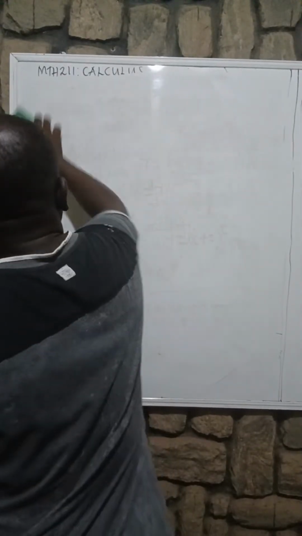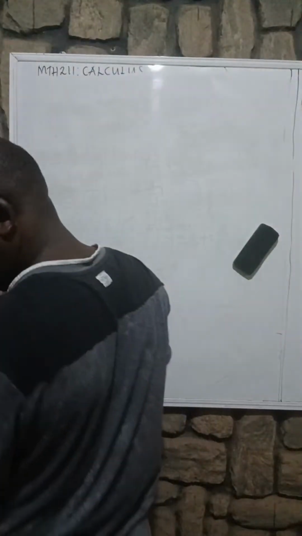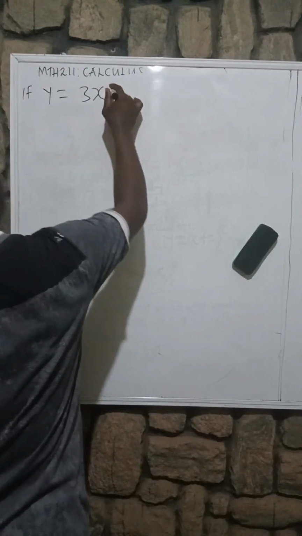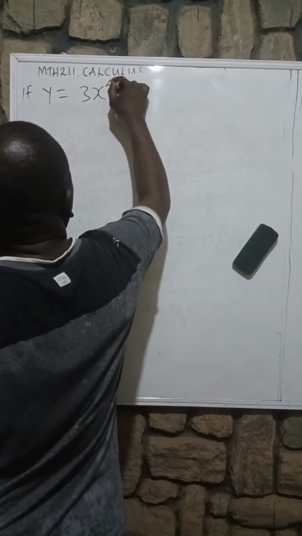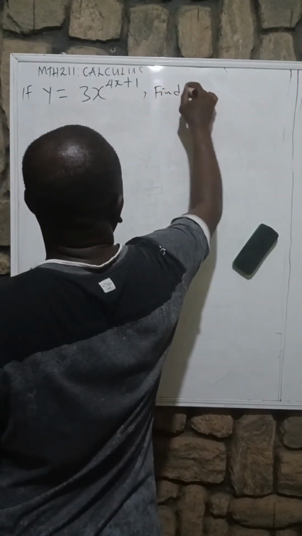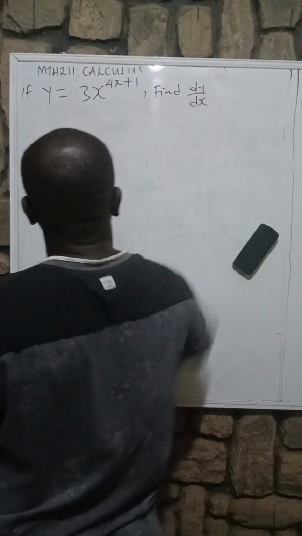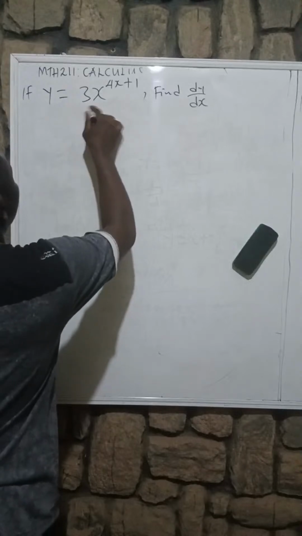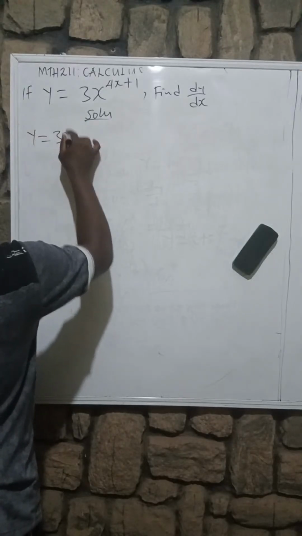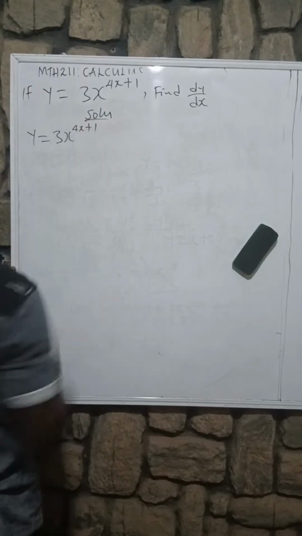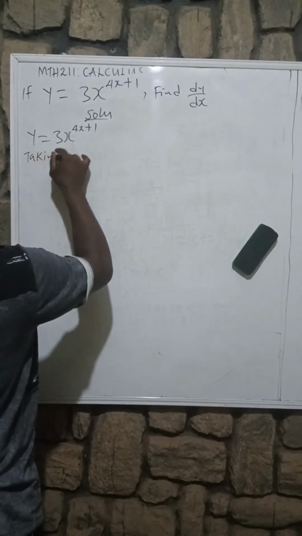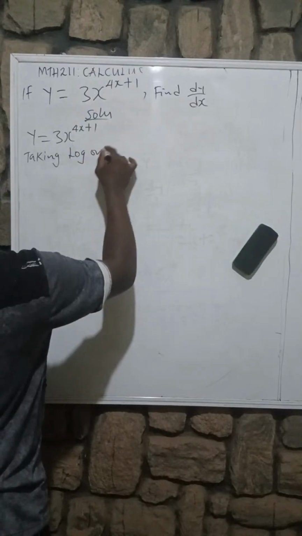Let's look at questions like this. If y equals 3x raised to the power of 4x plus 1, find dy all over dx. It's simple as ABC. When you come across questions like this, what you need to do is take log on both sides. Is that clear? So now write, taking log on both sides.